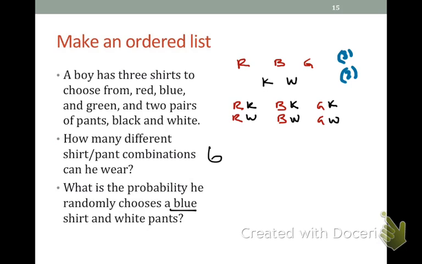So what's the probability that he randomly chooses a blue shirt and white pants? There's a blue shirt and white pants, and that's only one of the 6 choices, so you'd say the probability is 1 in 6.